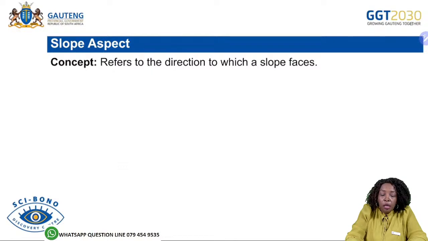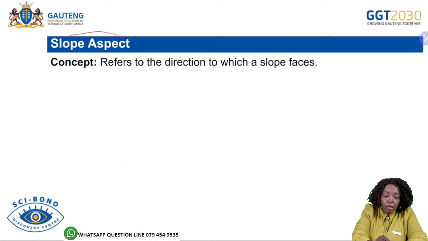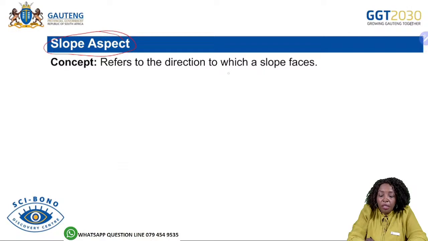Then one of the concepts that you were dealing with in your lesson is the concept of slope aspect. So this is the concept. And then what does slope aspect mean? It refers to the direction to which the slope faces. You can have it maybe given to you differently, but the key thing here is that we are looking at the direction to which a slope faces.